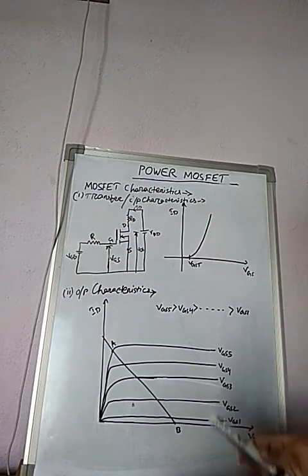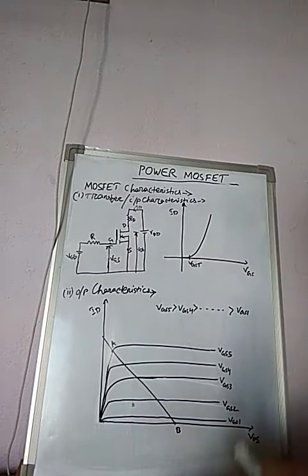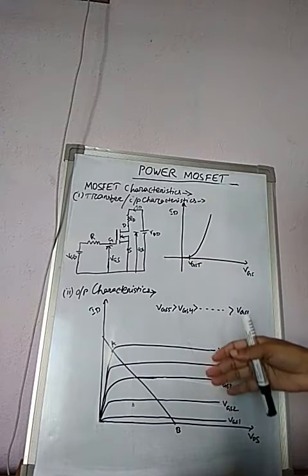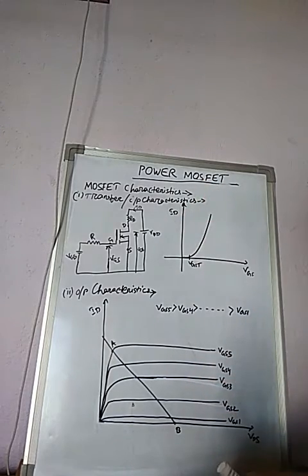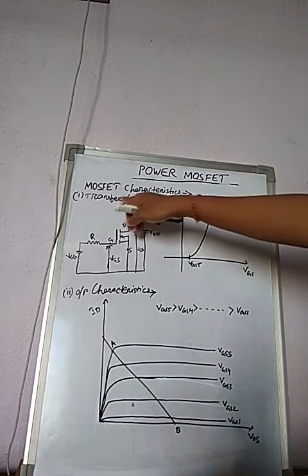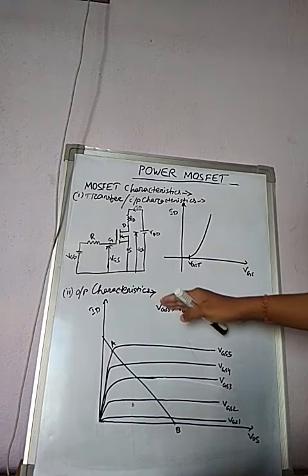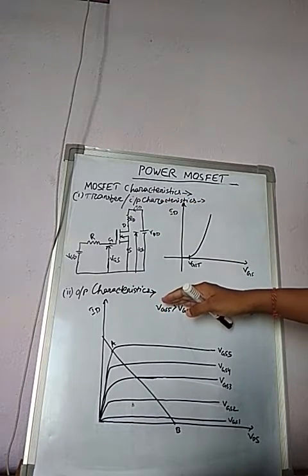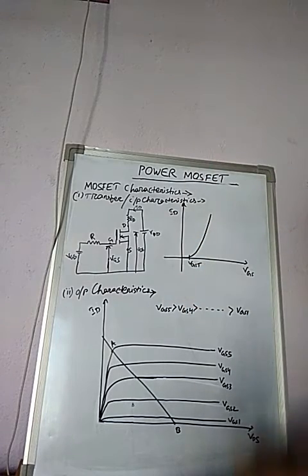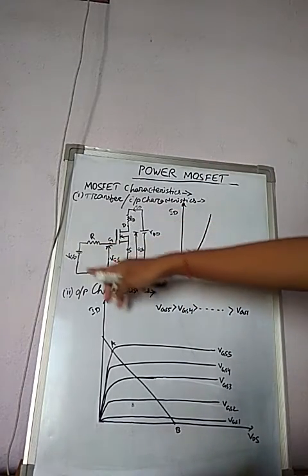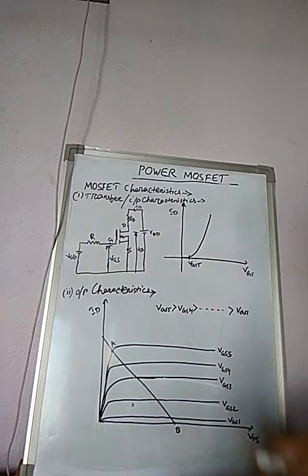So this is the MOSFET characteristics. Here we will study two characteristics under it. First one is the transfer or input characteristics. Second one is the output characteristics. Okay. So here this is the basic circuit diagram for the N channel power MOSFET.